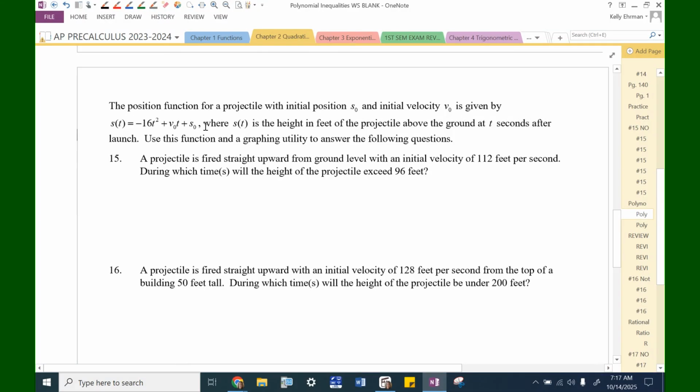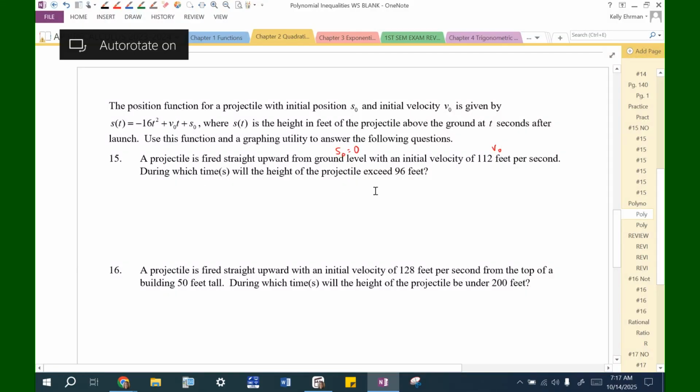So use this function. A projectile is fired straight up from ground level. So the level at which it's fired from is S sub 0. In this case, that's 0 feet above the ground, with an initial velocity of 112 feet per second. That's V sub 0. During which times will the height of the projectile exceed 96 feet?